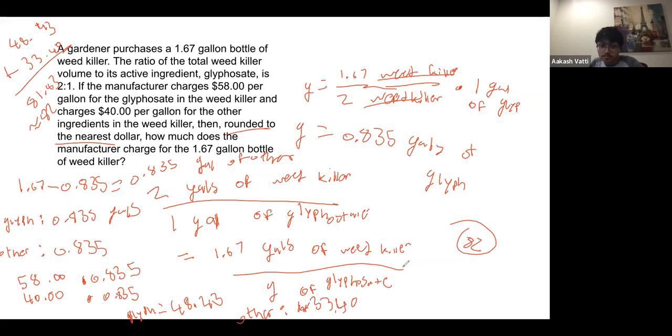Do you guys have any questions why? Of course, this one does require a lot of calculations. I added the 33.40 because that's the cost of the other. That's 0.835 times $40, and that's the cost of the other that the manufacturer charges. And then you add them both because you want the total amount for the weed killer. Do you understand why I had 33.40?